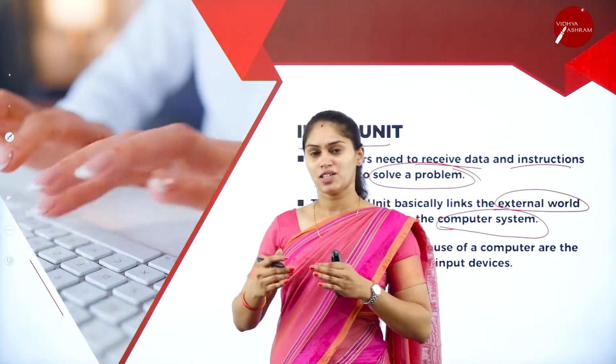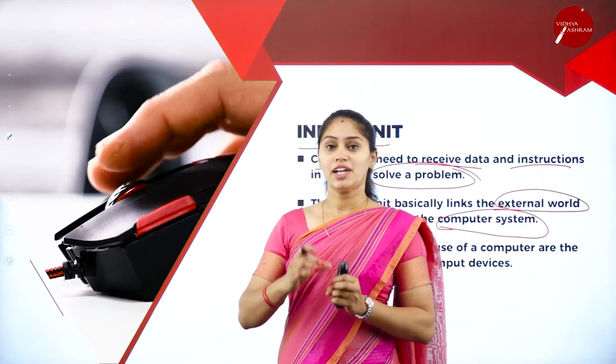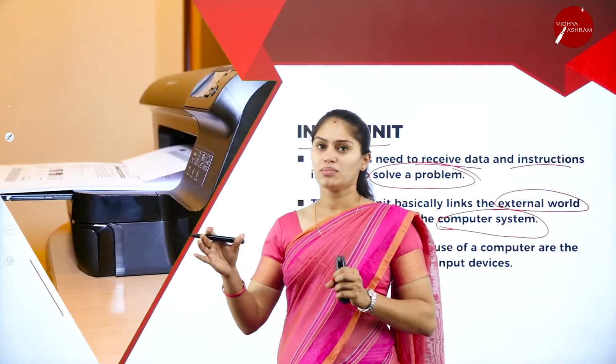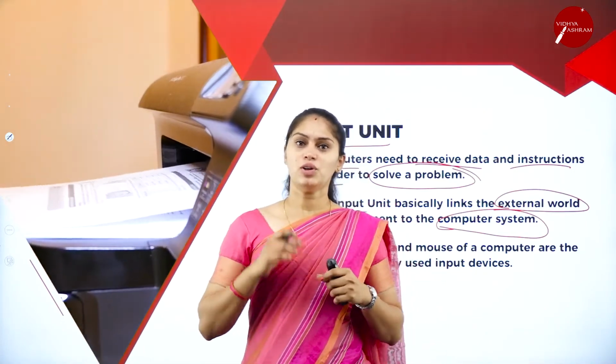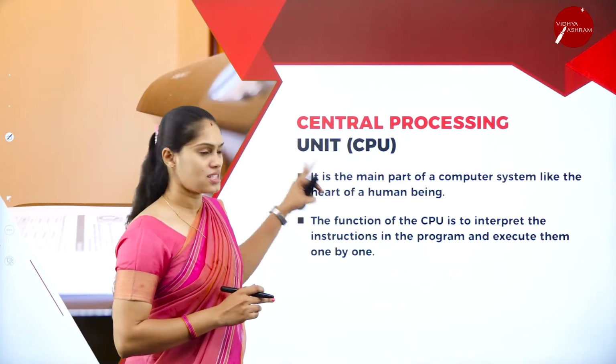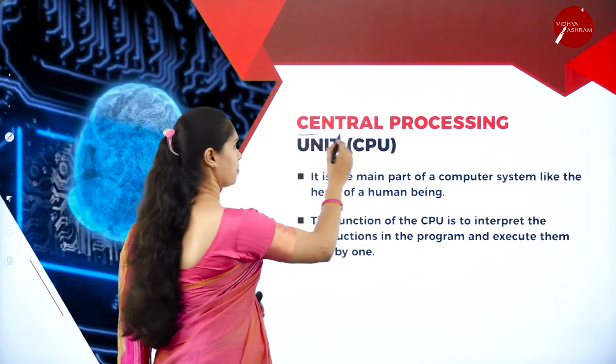But when it receives the data and programs, at that time it is going to convert that data into machine understandable form. So by taking that data and information, the computer is going to process it. Then that processing takes place in the central processing unit, that is the CPU.